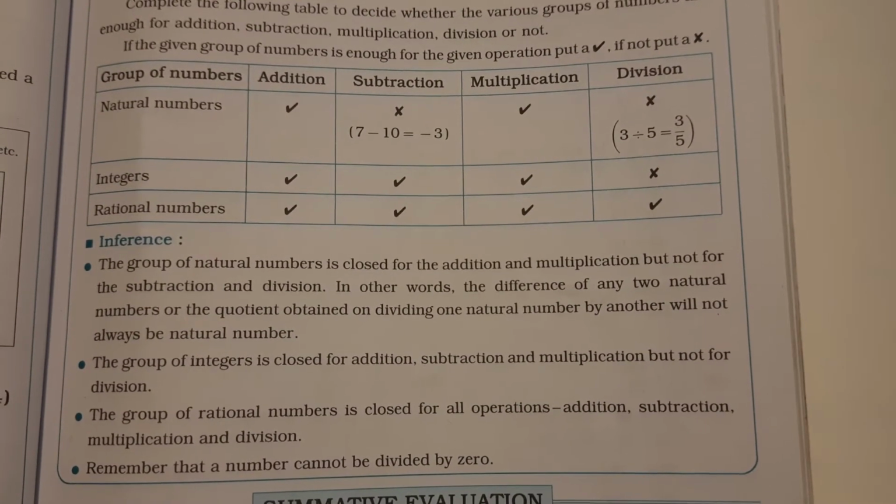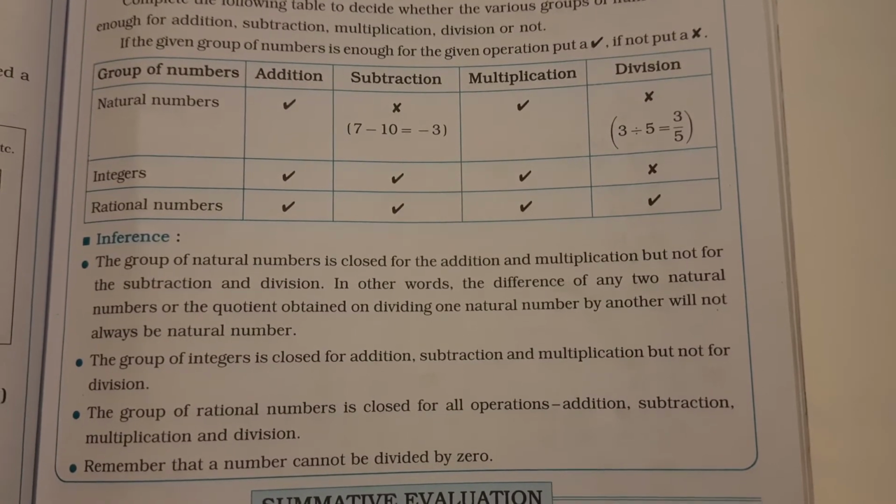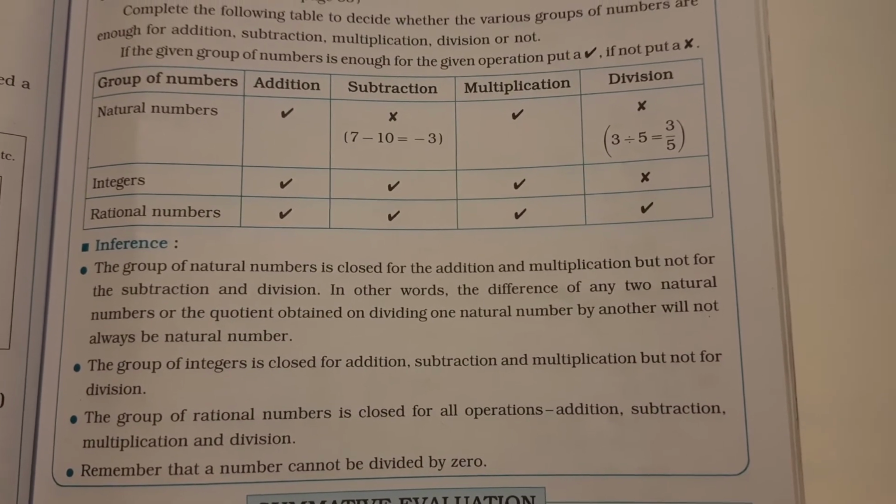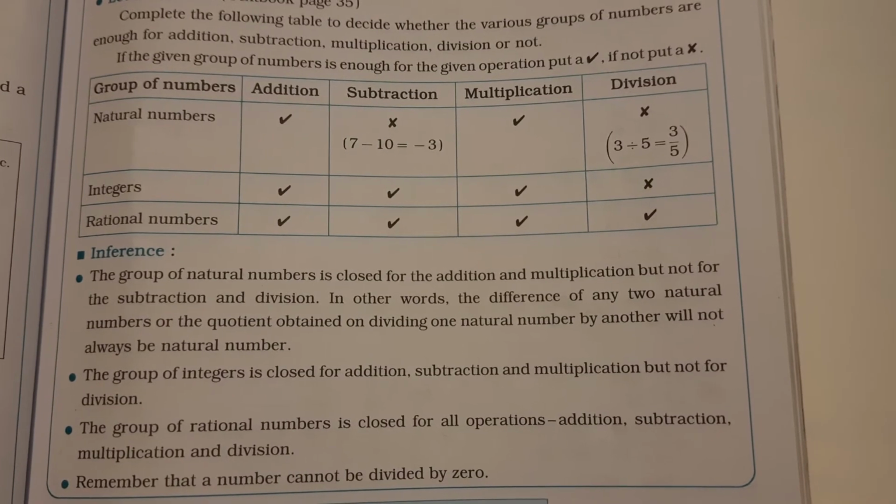Directly the note from your text, children. Complete the following table to decide whether the various groups of numbers are enough for addition, subtraction, multiplication, division or not.